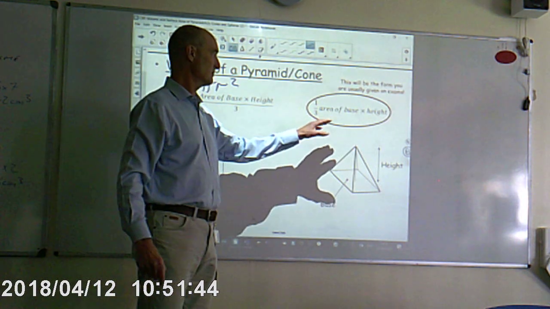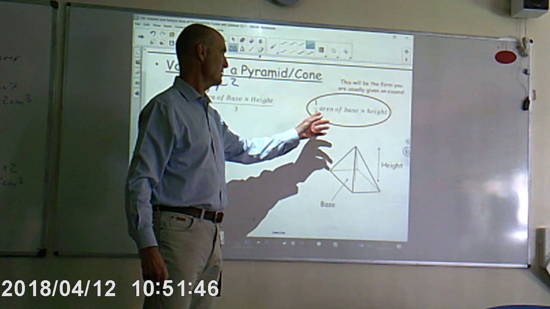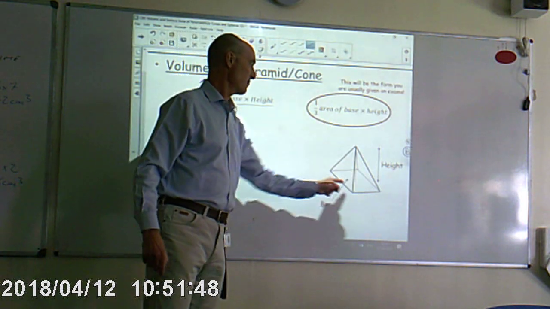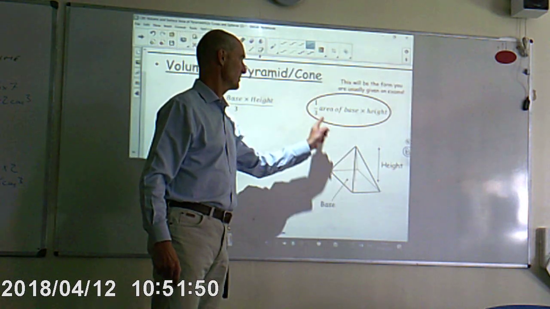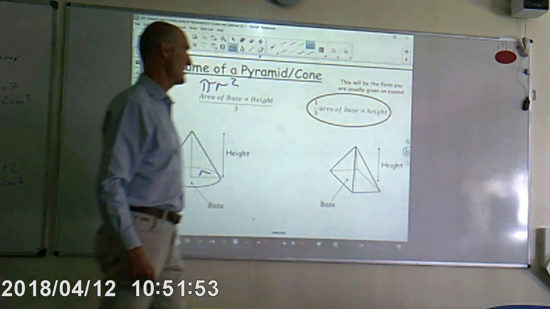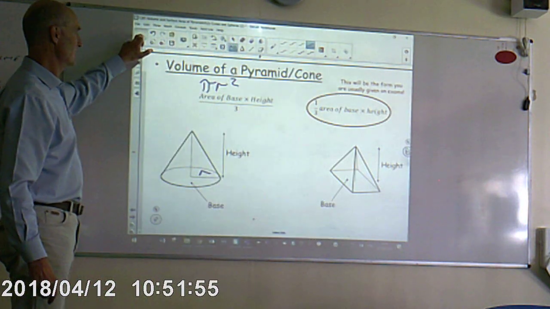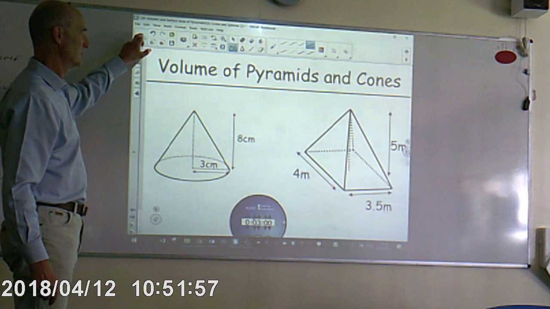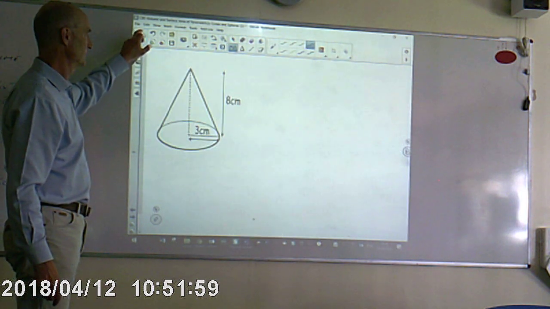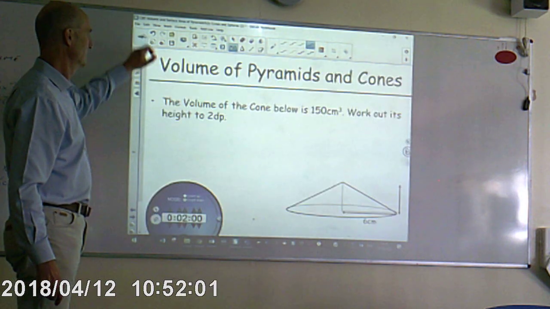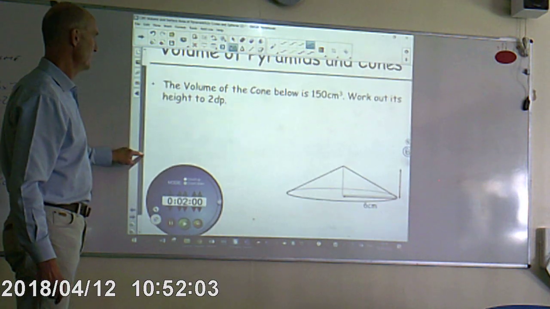Similarly with the pyramid, you did some examples on this yesterday. Find the area of the base, multiply it by the vertical height, divide it by 3, and that gives you the volume. We did a couple of examples yesterday on those. We solved those just as something slightly different.